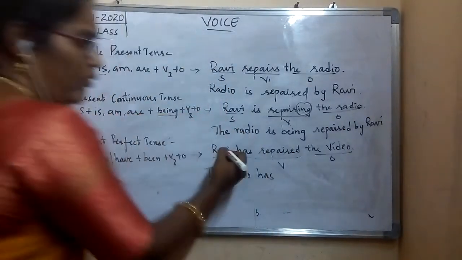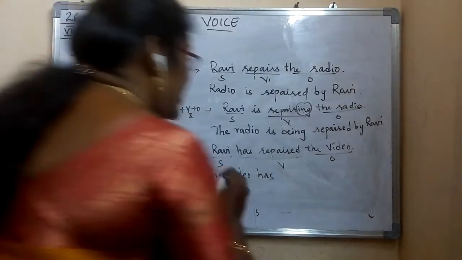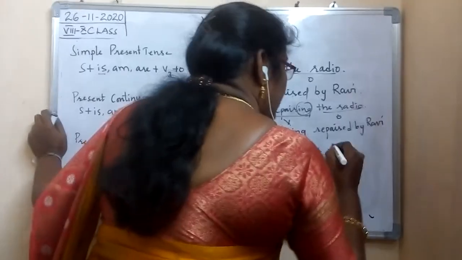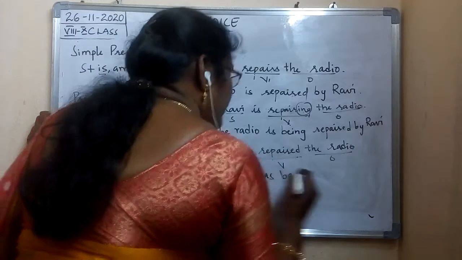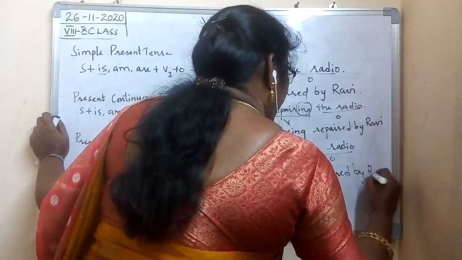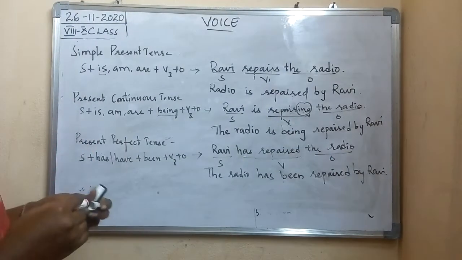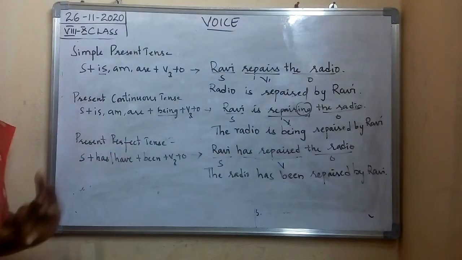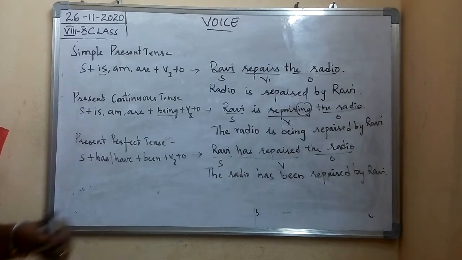Okay. The radio has, so already here has repaired, already this is in V3 form. Okay. What you have to add extra, that you need to check. The radio has been repaired by Ravi. The radio has been repaired by Ravi. Now you see the difference. Ravi has repaired the radio. I have given one sentence and asked you to change into passive form. So the radio has been repaired by Ravi.